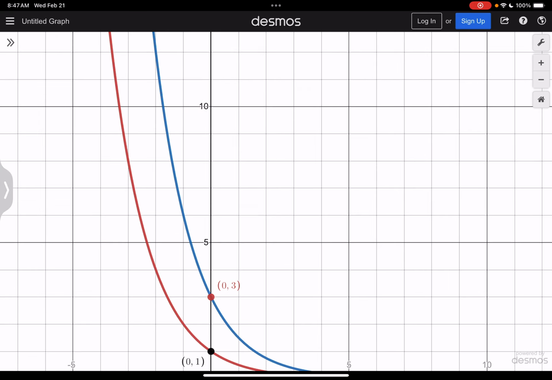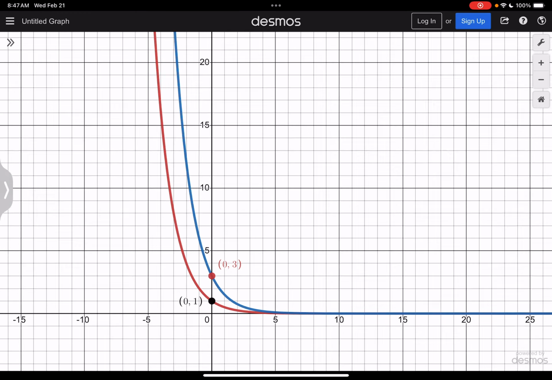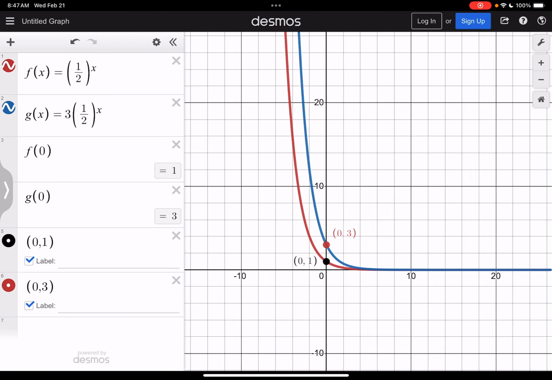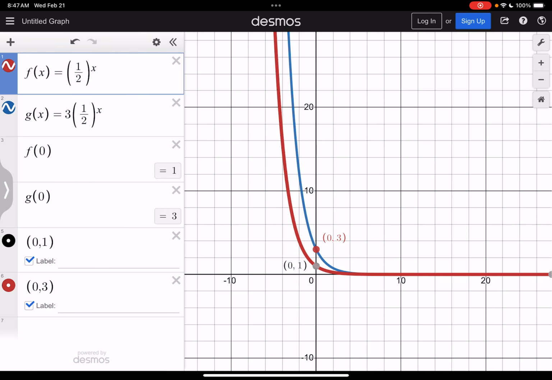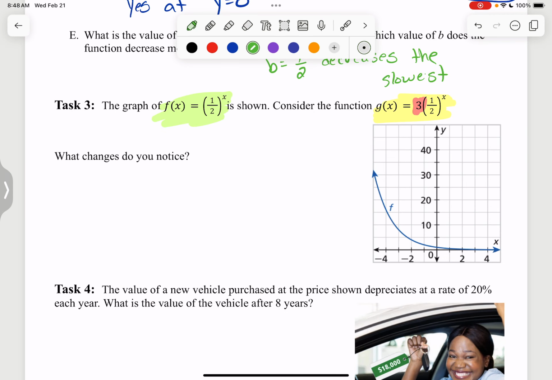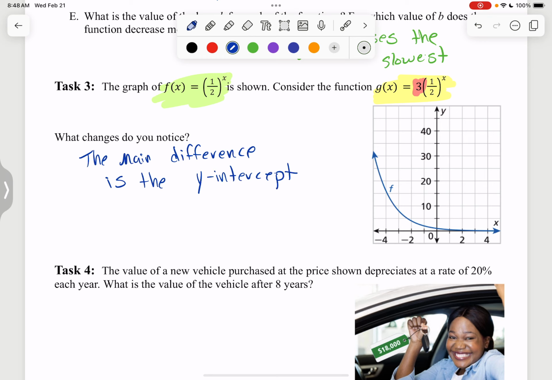The blue one looks like it might decrease a little bit faster. They're still going to have the same domain and range. They still go left and right forever, and they still only go from 0 on up. So really the main difference is that y-intercept. What changes do you notice? What was the main difference? The main difference is the y-intercept. One had a y-intercept of 1, the other had a y-intercept of 3.